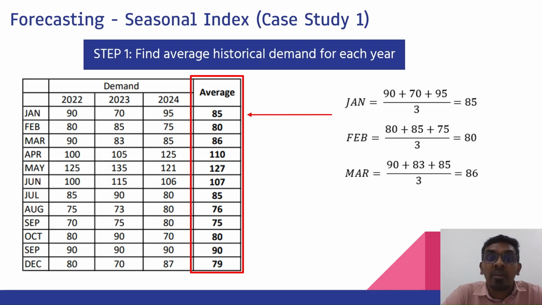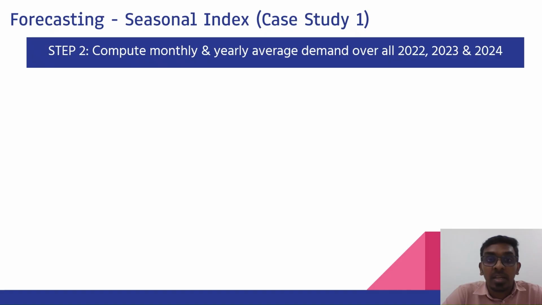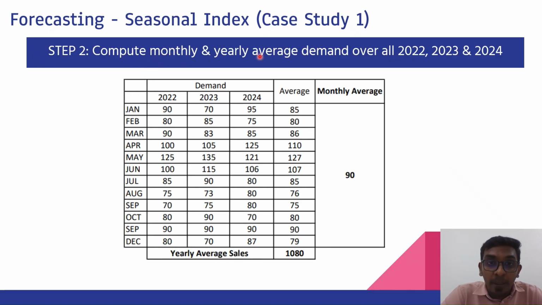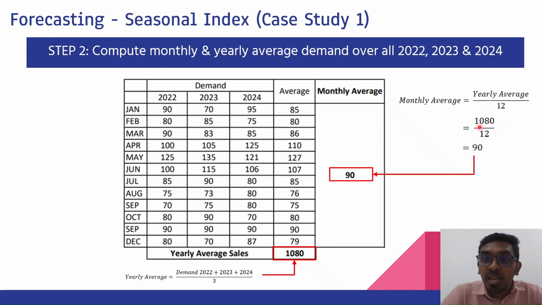So once we already have the monthly averages, the next thing we're going to do is take the monthly and yearly average demand for overall 2022, 2023 and 2024. The first thing is we have to find the yearly average sales, which is the average demand of 2022, 2023, 2024, all summed up. From the yearly average 1080 divided by the 12 months we get 90. So that's the monthly average of durian sales.